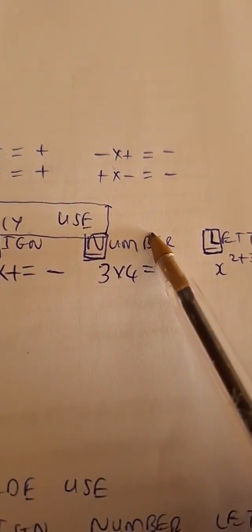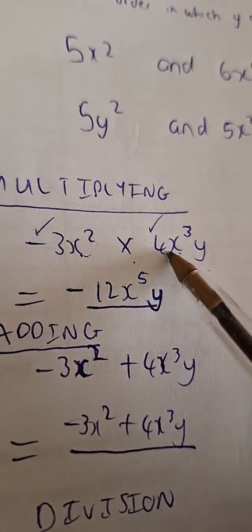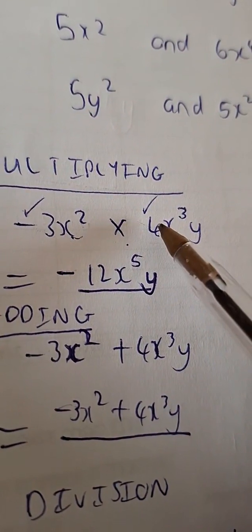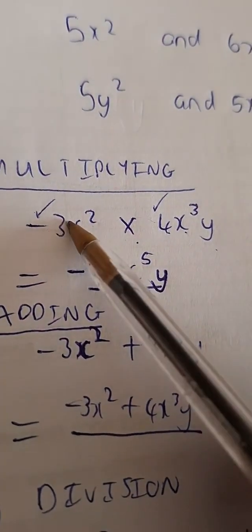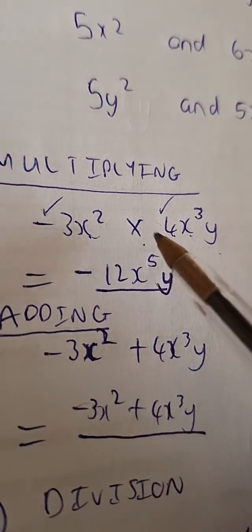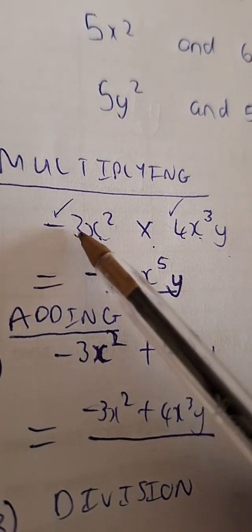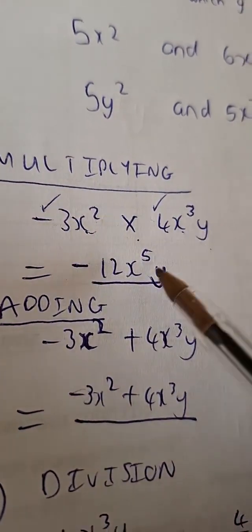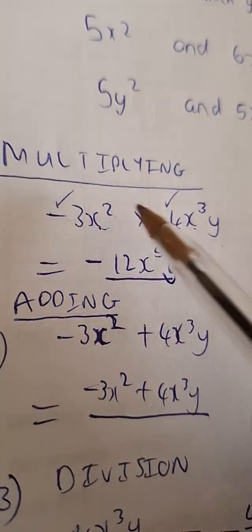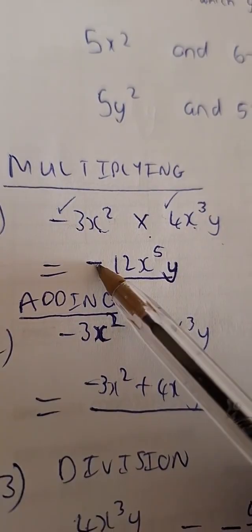If we are multiplying the coefficients together, all we need is to make sure our calculator is working very well, so that if we don't know off by heart how to multiply two numbers, we know how to multiply them using a calculator. 3 times 4 is very easy, it's 12. And a negative times a positive, the sign is negative.